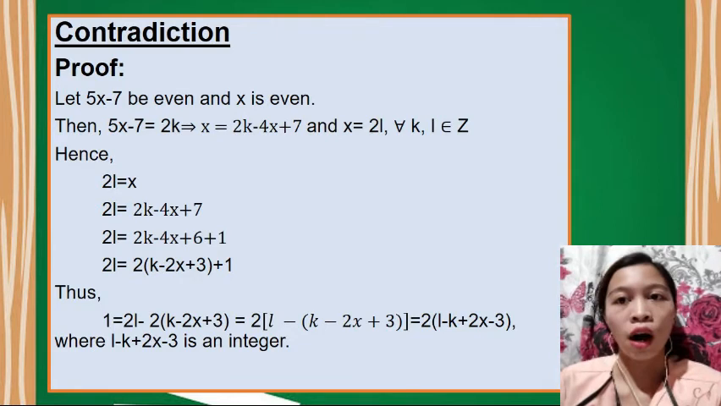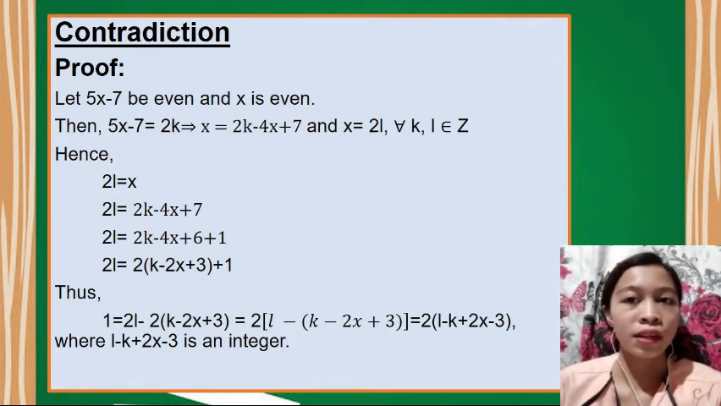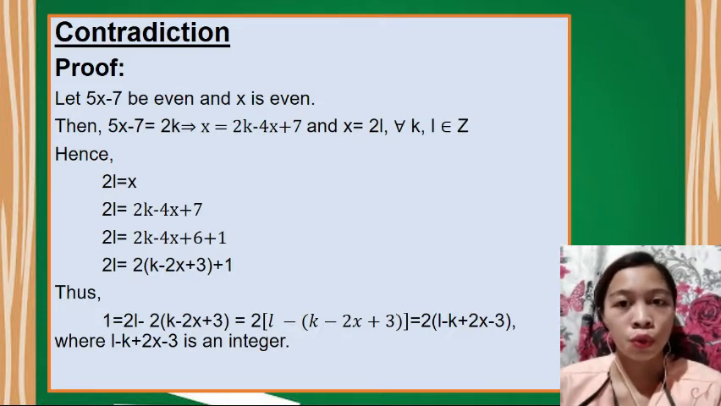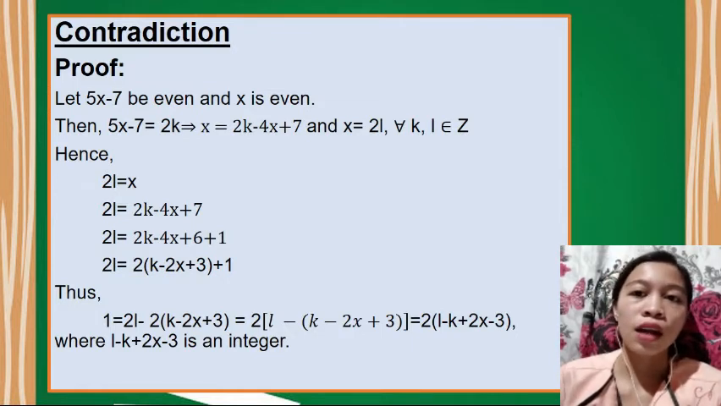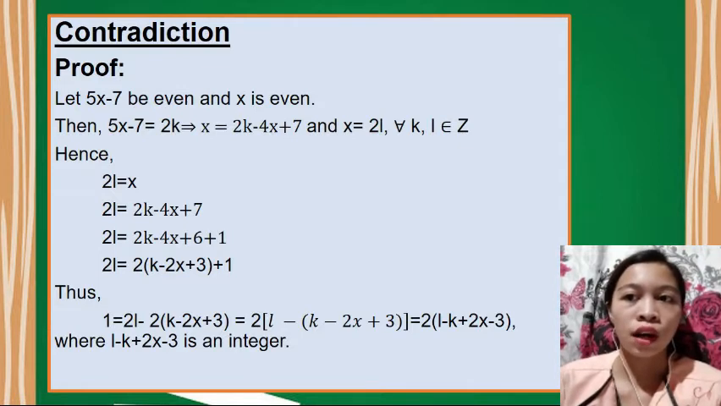So x is equal to 2l and 5x minus 7 is equal to 2k. Hence, we have 2l equals x. It is stated above that x is equal to 2l. Next, 2l equals 2k minus 4x plus 7. So our x can also be written as 2k minus 4x plus 7. We got this from above also. 2l equals 2k minus 4x plus 6 plus 1.